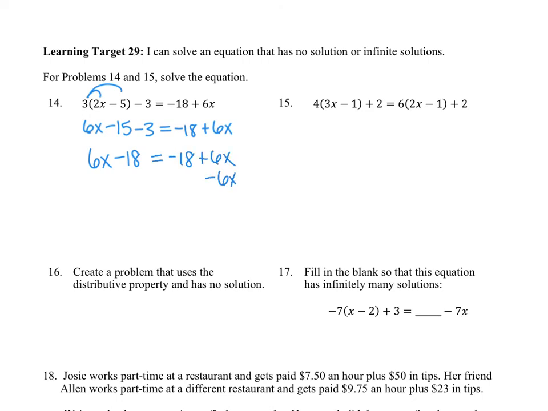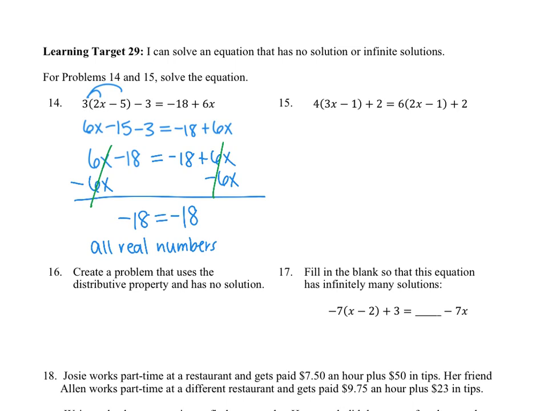Let's try to get the variables together by subtracting 6x from both sides. And that zeroes out on both sides since we had the same amount on each side. We get negative 18 is equal to negative 18. Since that's always true, our answer is all real numbers. If you put infinite solutions, you're not getting a 4 because that's not the answer. That's how many answers there are. So all real numbers is our answer.